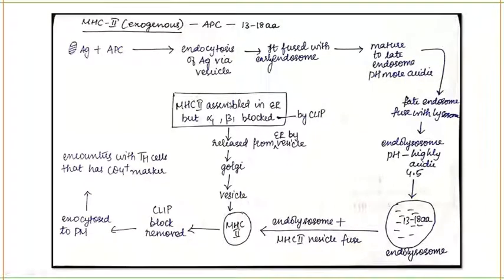So it will be assembled in the endoplasmic reticulum. Then it will be released from the endoplasmic reticulum using a vesicle, and it will go to the Golgi. In the Golgi, a vesicle will be made, and this is how MHC2 will be present in a vesicle. So the CLIP block will be removed, and the exogenous antigen will be bound to MHC2. Now it will be exocytosed to the plasma membrane.